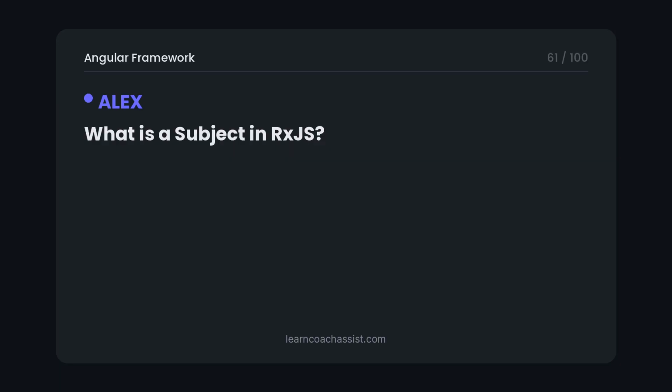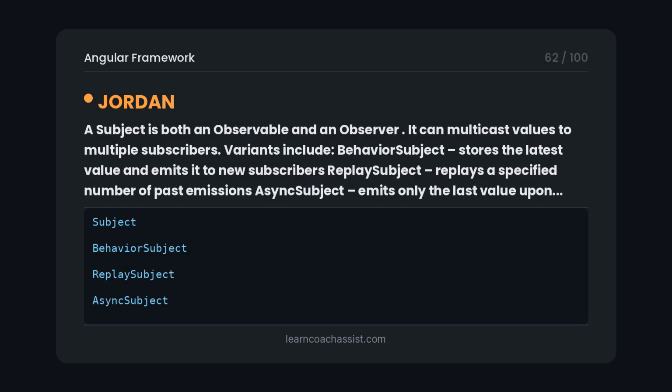What is a subject in RxJS? A subject is both an observable and an observer. It can multicast values to multiple subscribers. Variants include BehaviorSubject, which stores the latest value and emits it to new subscribers; ReplaySubject, which replays a specified number of past emissions; and AsyncSubject, which emits only the last value upon completion.